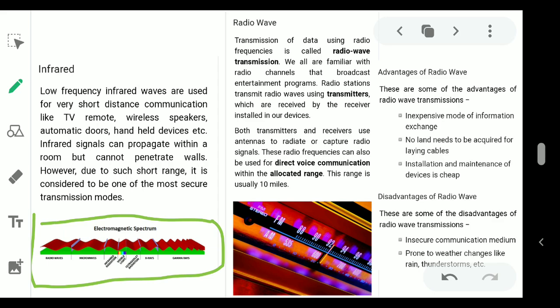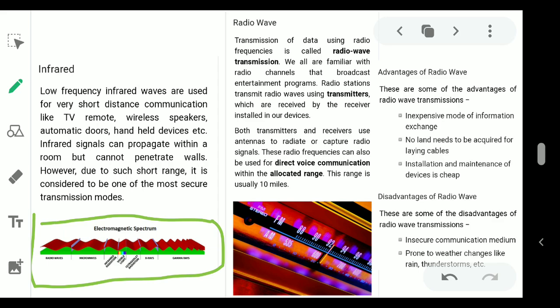IR signals cannot penetrate walls. So in computers, IR signals are used for shorter distance communication. Now coming to radio waves. Radio waves are ideal for communication systems where cable installation is difficult or costly, where the users are mobile. However the bandwidth is limited and the communication is prone to electromagnetic interference.